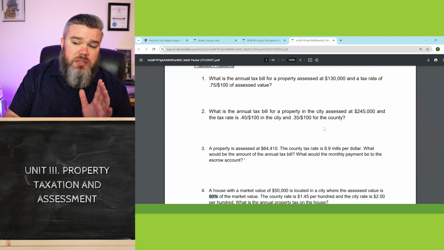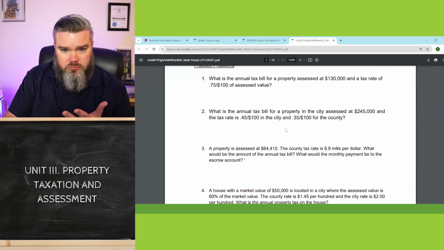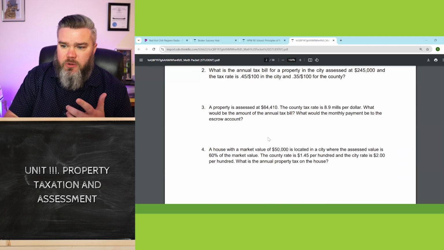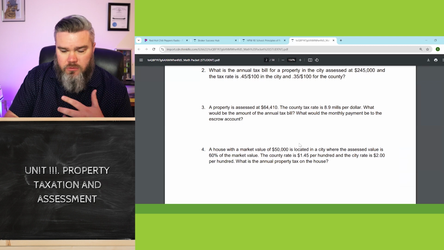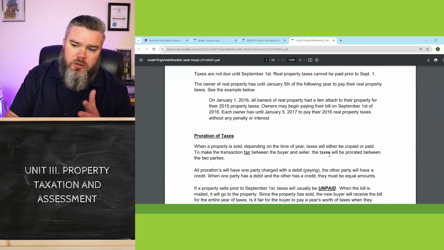So this is a prime example of the different things you're going to see, right? These are what we were just doing. Annual tax bills, monthly tax bills. There's mill rate ones. There's equalization factor ones. And then, of course, it gets into other concepts.